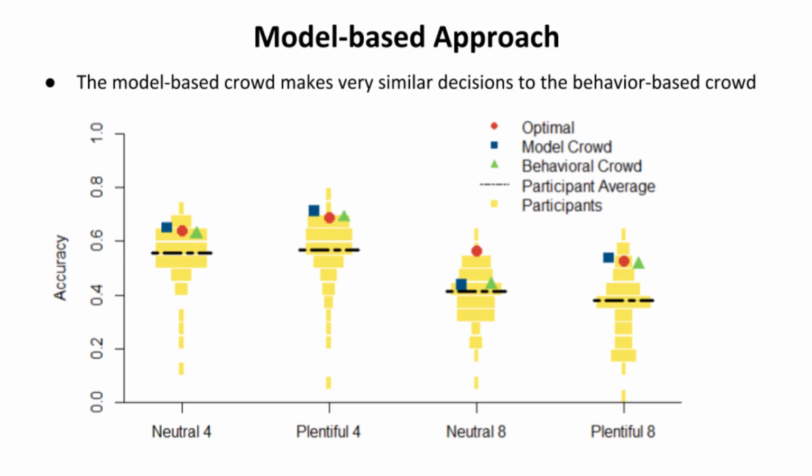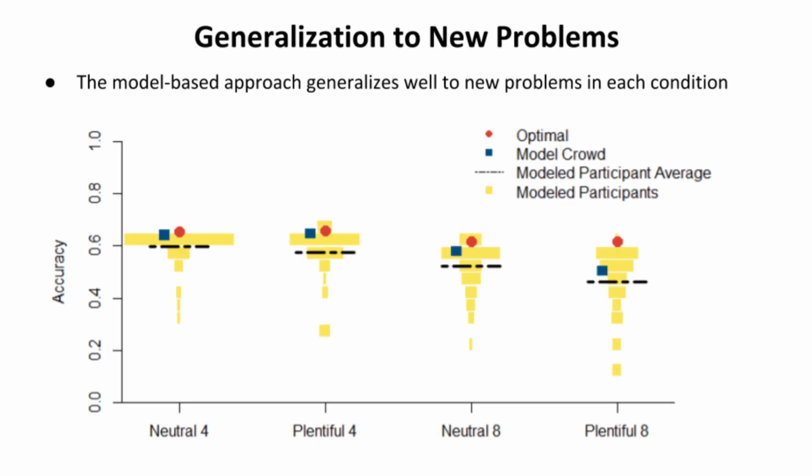More interestingly and perhaps impressively, however, when we apply the models of individual behavior to brand new problems for which no person provided behavioral data, the predicted decisions still lead to a crowd aggregate that performs almost optimally in all but one of the conditions.